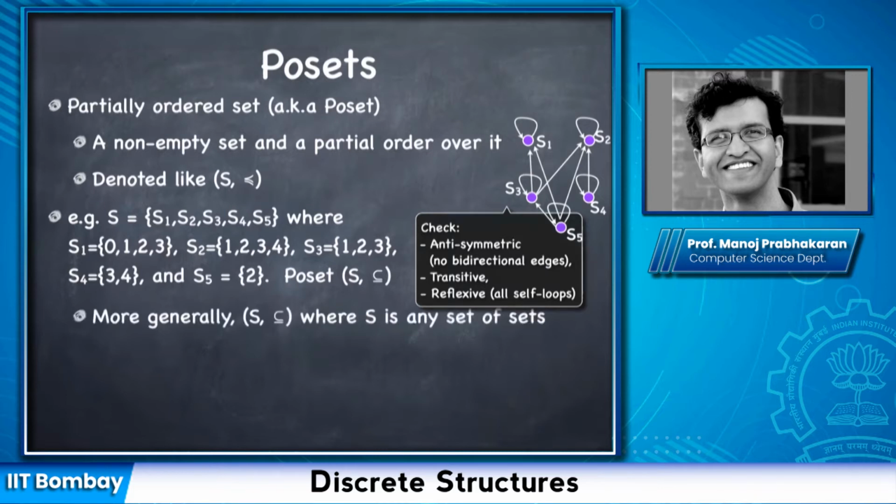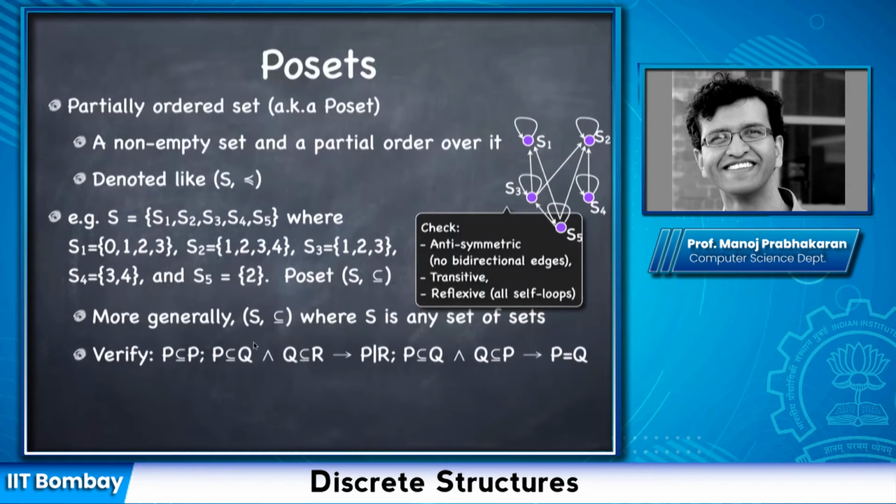Okay. So more generally, whenever you have a set of sets, you can define a poset using the subset relation over that set. And the fact that this is a poset, you can verify by checking that the basic set properties guarantee reflexivity, transitivity. Sorry, this should be a subset relation here, and this is antisymmetry. Right? If P is contained in Q and Q is contained in P, then P equals Q.